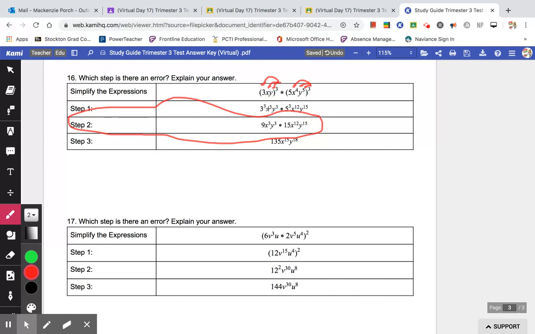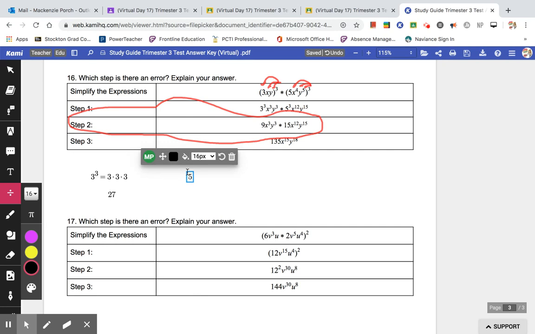And the reason for that is because we actually know that 3 cubed means 3 times 3 times 3. So if you were to put 3 times 3 times 3 in your calculator, you would actually get 27. So same thing with 5 cubed. If we have 5 cubed, that actually equals 5 times 5 times 5. So the answer to that would actually be 125.